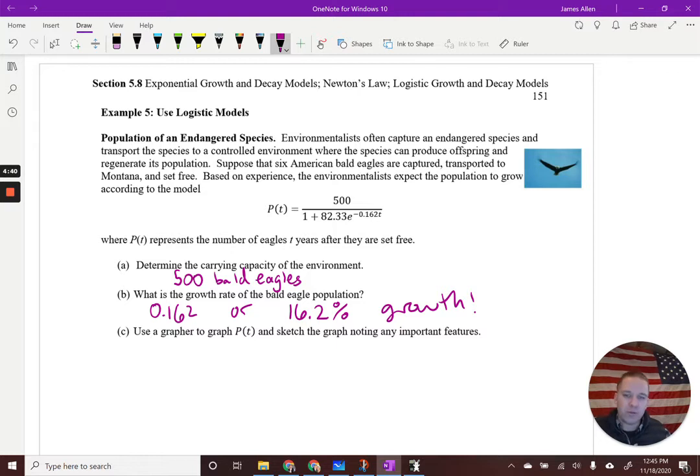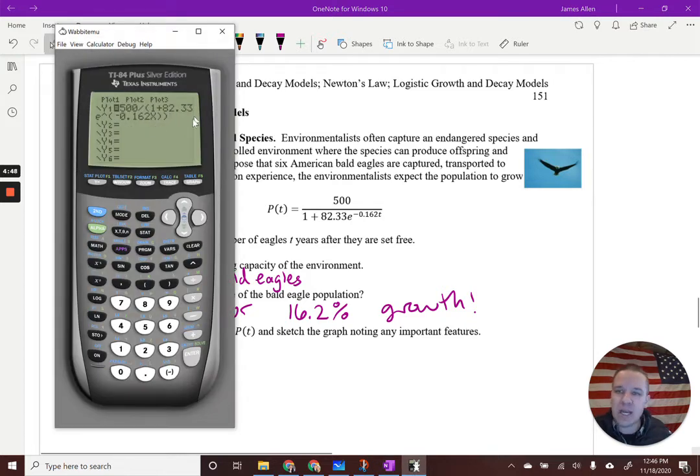It says use a graph to graph P of T and sketch the graph noting any important features. All right, so I've got it plugged into my TI-84 Plus Silver Edition emulator, and I'm going to need to adjust the window. Now we could do zoom fit, but I've got a decent idea of what I want to do here. We've got 500 as our carrying capacity, so for my Y max, I'm going to go above that. I'm going to pick 600 so I can see it start to flatten out.